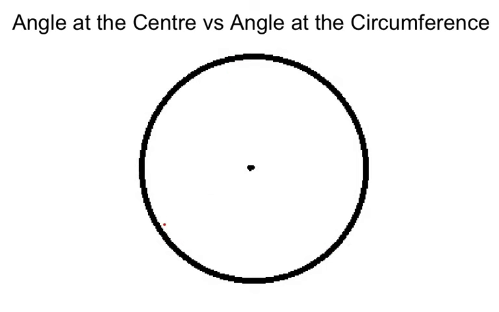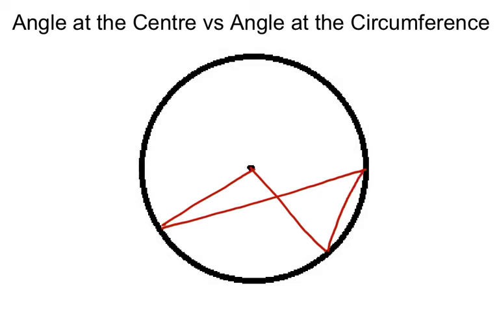For example, if we have the angle at the centre there, and then the lines cross over there, we still have the angle at the circumference, which is x. The angle at the centre is 2x.